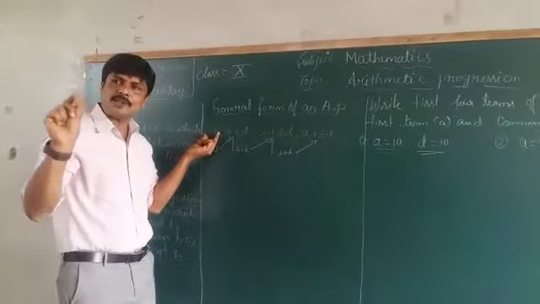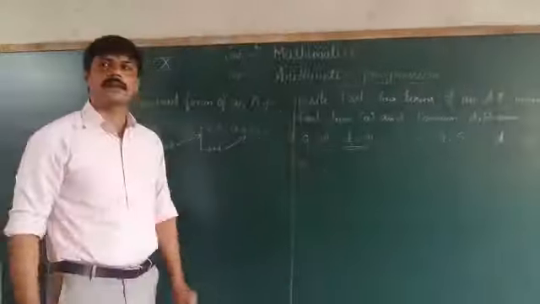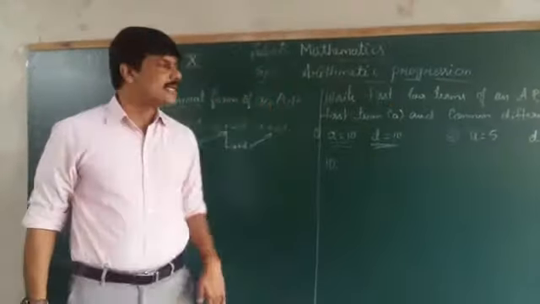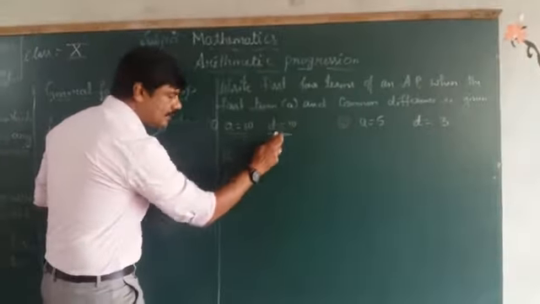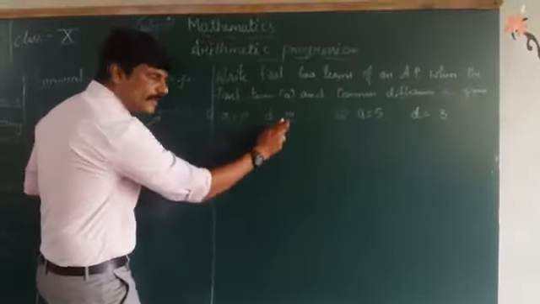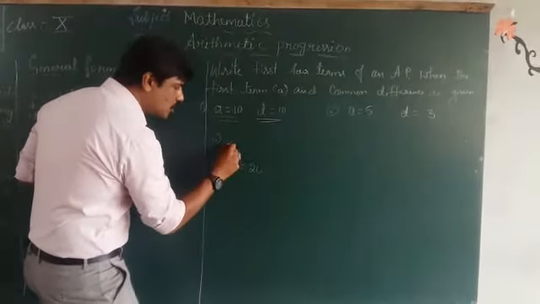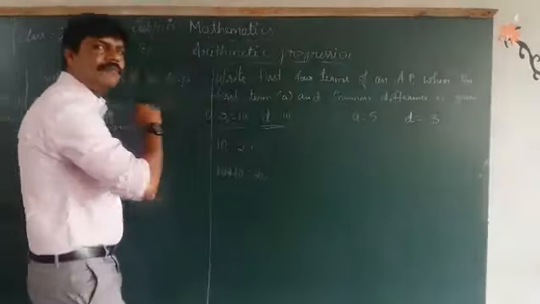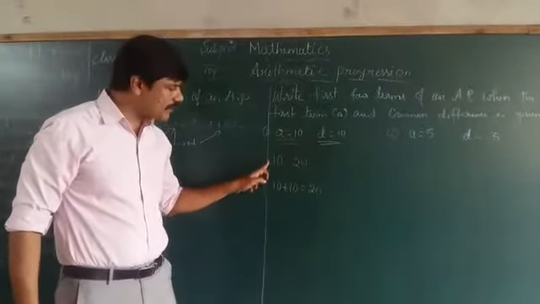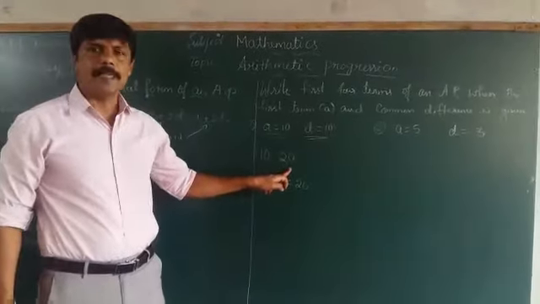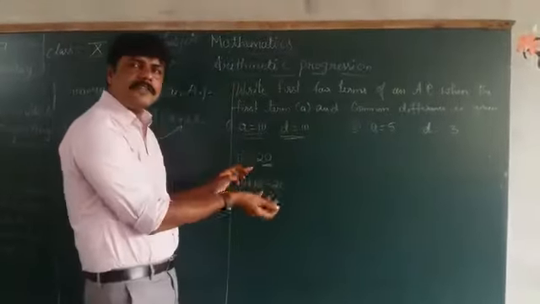First term is, for example, 10. How do you get the second term? You will get the second term by adding the common difference. First term is 10, common difference is also 10, so it becomes 20. This 20 is the second term. You got it by adding the common difference to the first term. Now how will you get the third term? By adding the common difference to the second term.